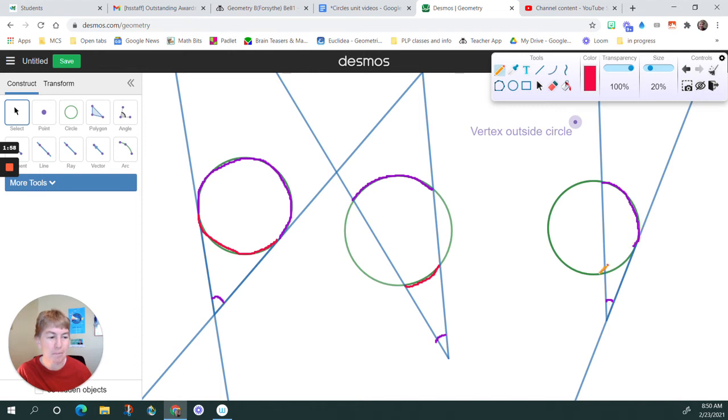Inside my angle, that was my big arc. This is my little arc. And so what all of these have in common is the relationship that happens between the arcs and the angle. And that's that the angle is the big arc minus the little arc divided by 2. And so that's how we can solve for whatever's missing.